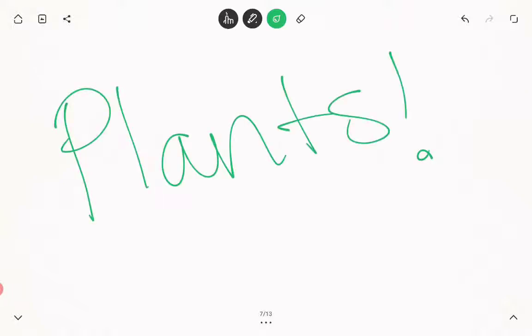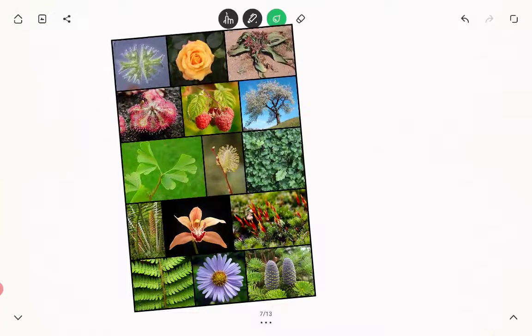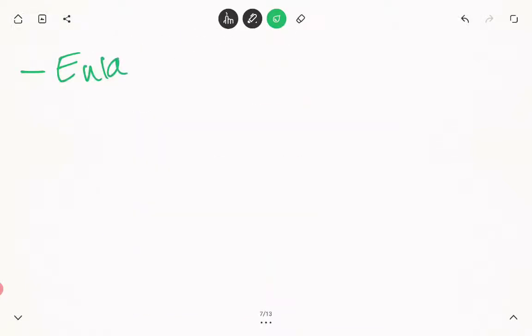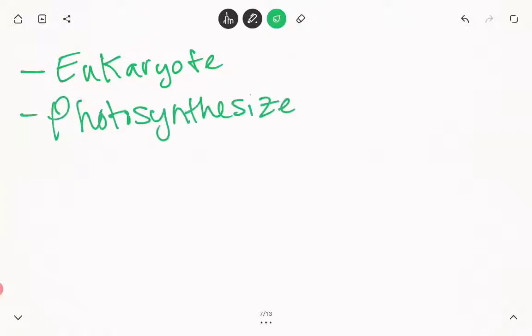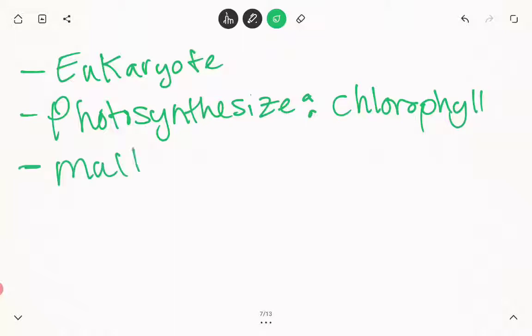All right, we're talking today about plants. Okay, so what's a plant? Plants are eukaryotic organisms. It means they have eukaryotic cells, so cells that have a nucleus. These organisms photosynthesize, and they use pigments called chlorophyll in order to do so, which we talked about when we talked about photosynthesis. They are multicellular. They have cell walls made out of cellulose.